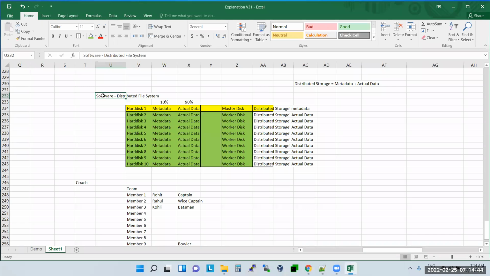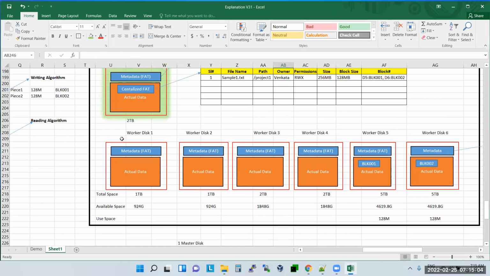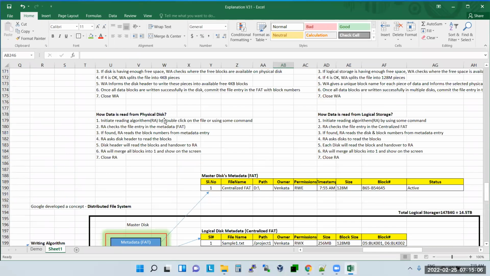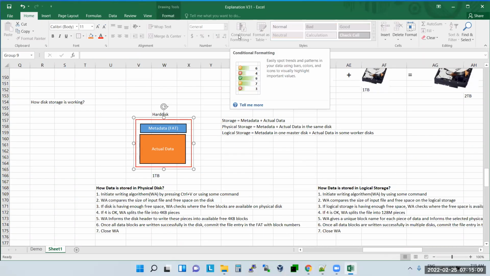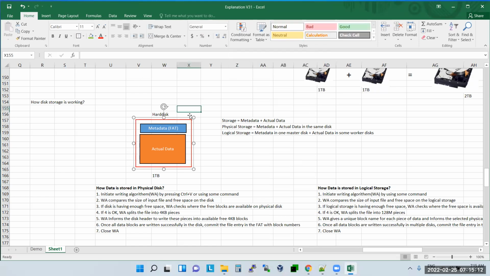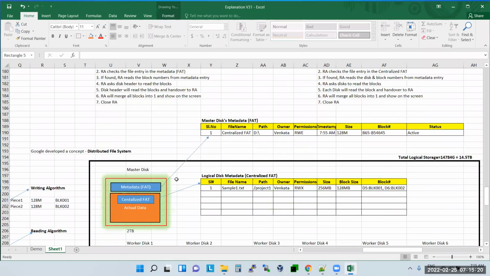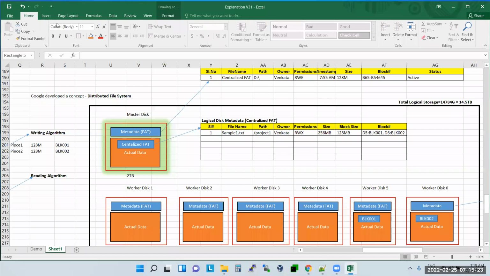Whenever you store any data into this software, the software stores the data's metadata in the master disk, and the actual data in the worker disks. Understood? In the olden scenario, the metadata plus actual data both are in the same place. Yes or no?